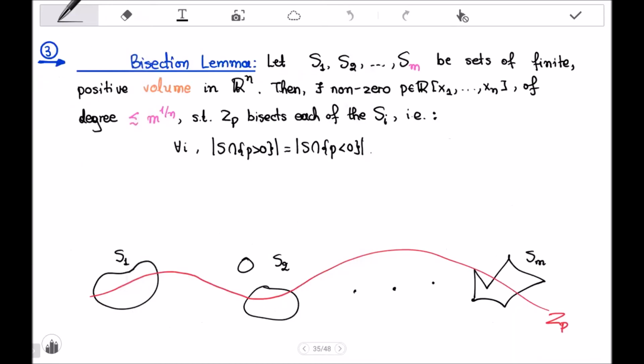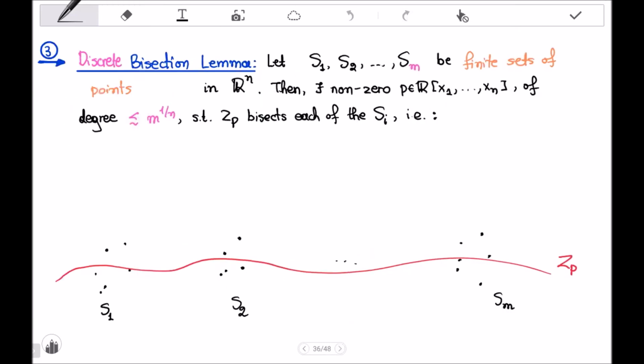And now we upgrade the bisection lemma for sets of positive volume to a discrete bisection lemma for sets that are finite sets of points. So instead of a set of positive volume here, I have a finite set of points. Similarly here, here, and so on. It says the same thing pretty much, that if you have m finite sets of points, you can find a non-zero polynomial of degree at most the number of sets to the 1 over n, bisecting each of these.